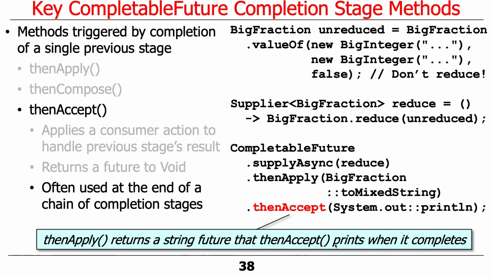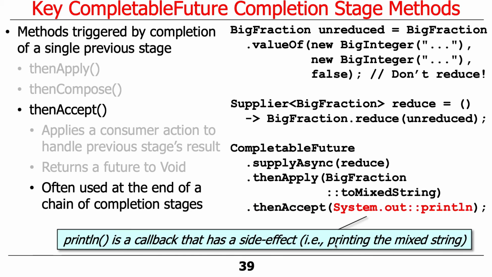So one of the consequences of this is you really only want to use then accept at the end of a chain of completion stages. So what you see here is we started doing this reduction asynchronously. When it finished, we applied this big fraction to convert it to a mixed string. And then the last thing we do in the stage is we go ahead and print the result. So there's no return value from then accept that's meaningful, unlike supply async and then apply. Instead, we simply pass it an action that has a side effect, which in this case prints the result. And that's what the side effect is.